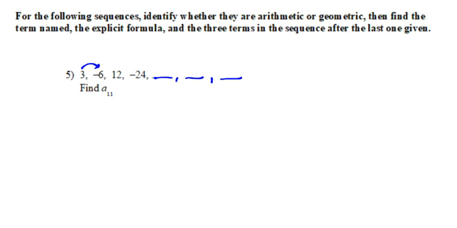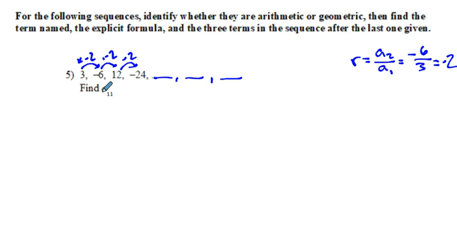So I'm going to try to see if there is a ratio. Term 2 divided by term 1. It's negative 6 divided by 3, which is negative 2. Let's try that one. If I multiply by negative 2, I do get to negative 6. I multiply by negative 2 again. Negative 6 times negative 2 is a positive 12. So you see that if your ratio is negative, you will alternate between positive and negative numbers.